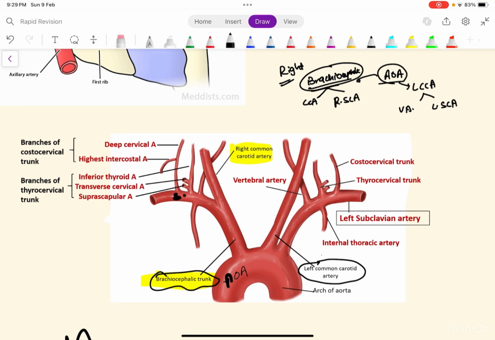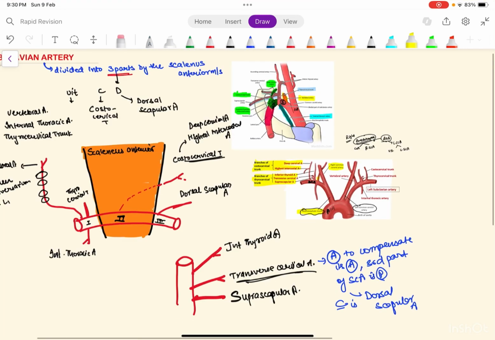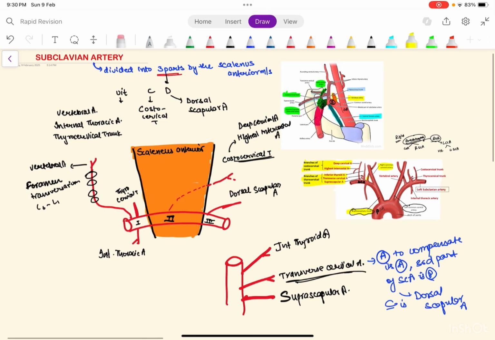Now let's talk about the subclavian artery, the limelight. So this is our subclavian artery. Starting from the vertebral artery, then we have the thyrocervical trunk, then we have the costocervical trunk. So these are the branches of the subclavian artery.